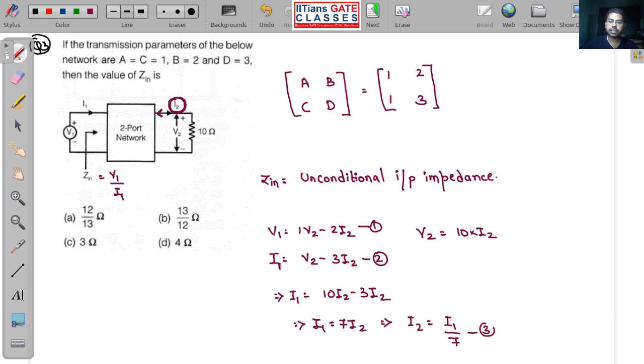So this is equation 3. Now I am going to substitute this in equation number 1. V1 is equal to V2, and V2 is 10 I2, so 10 I2 minus 2 I2, which is equal to 8 I2. And I know I2 is equal to I1 by 7.